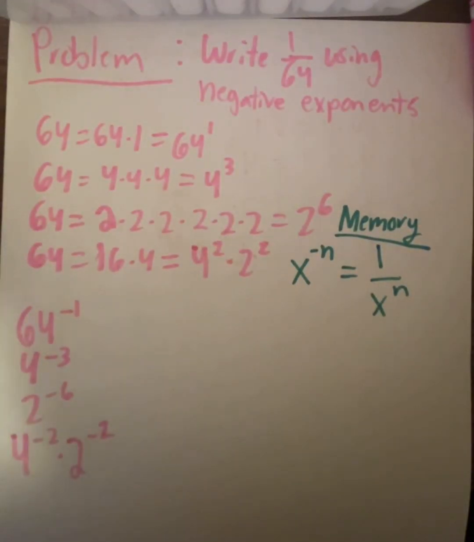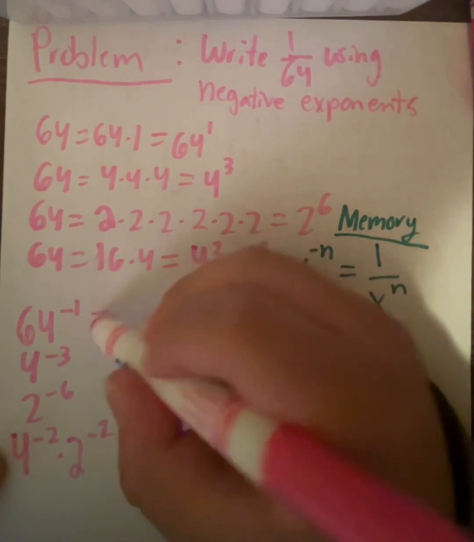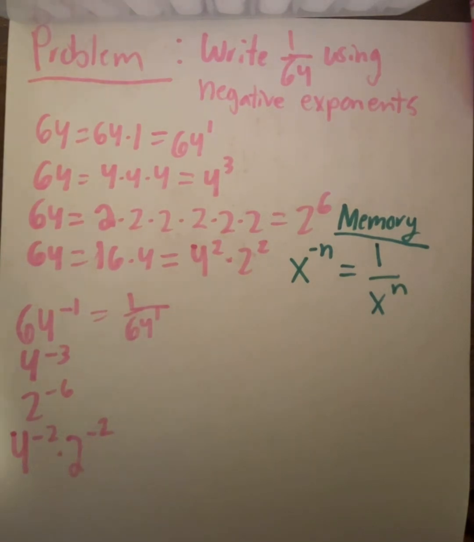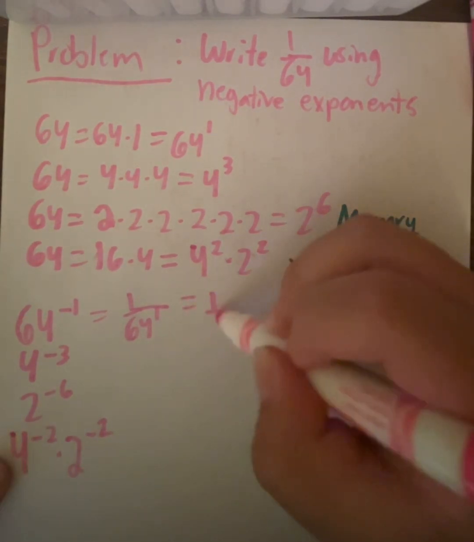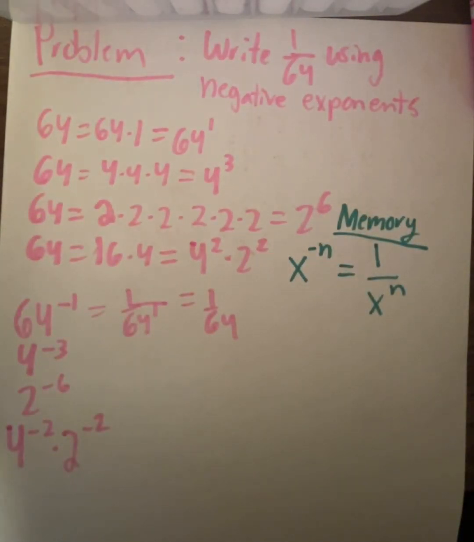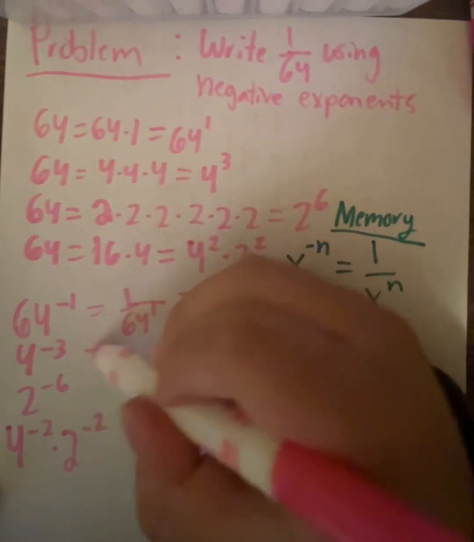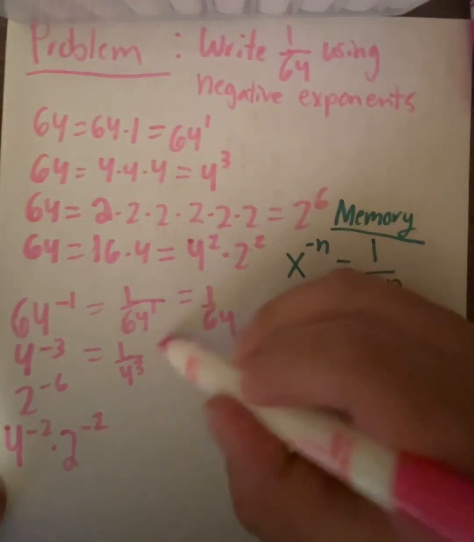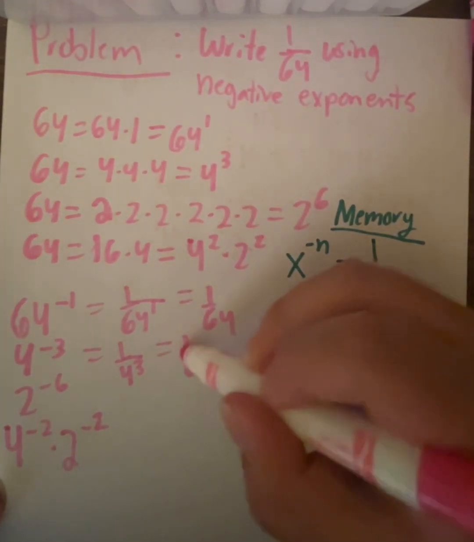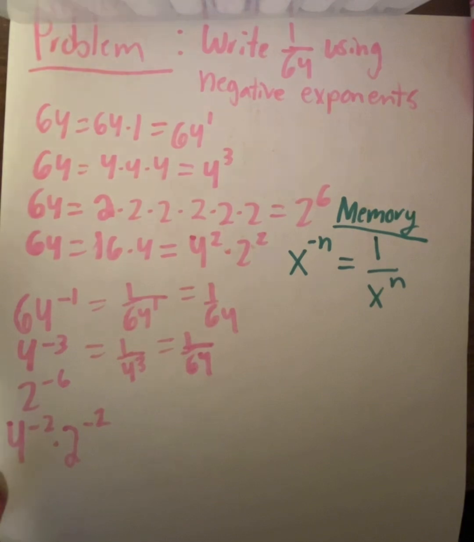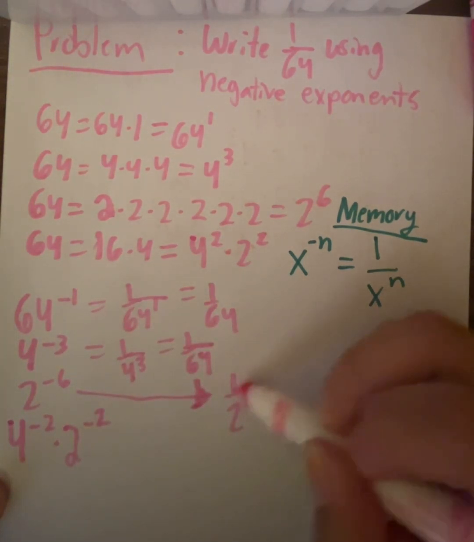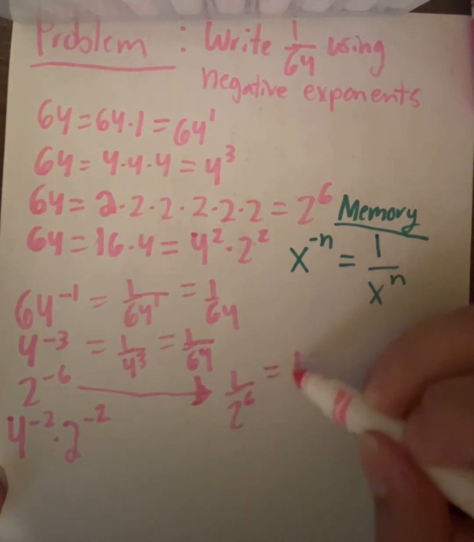With this in mind, we know that 64 to the negative 1 is just 1 over 64 to the first power, which is basically just 1 over 64. 4 to the negative third power is just 1 over 4 to the third, which at the end is just 1 over 64. 2 to the negative 6 is just 1 over 2 to the 6th. That just gives us 1 over 64.